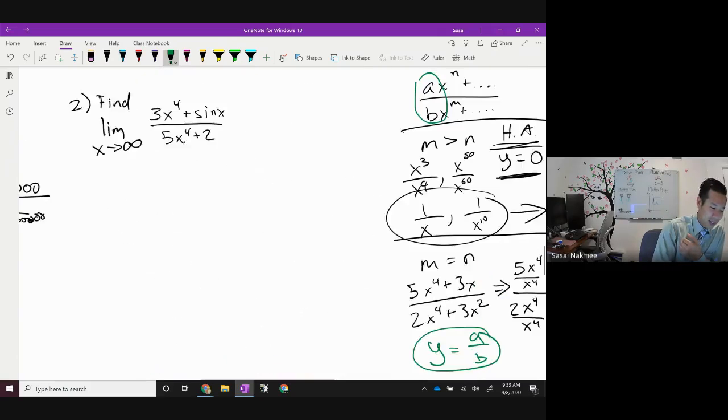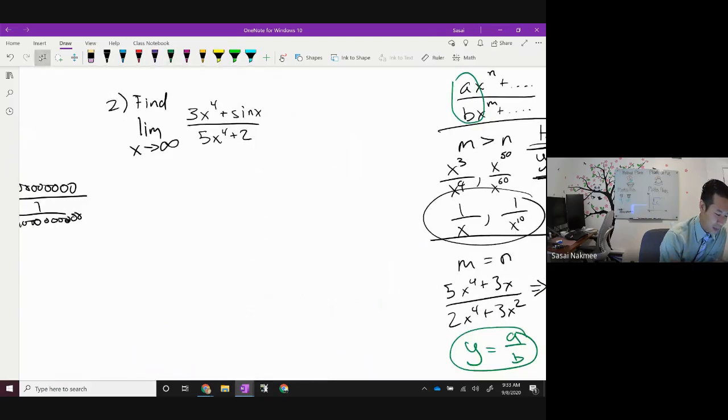Anyways, that's a long-winded talk just for me to get back to this problem. And pretty much you should have gotten here. Notice that the degree here is 4 and the degree in the bottom is 4, so they equal each other. So the limit of this thing is going to be equal to 3 over 5, right?